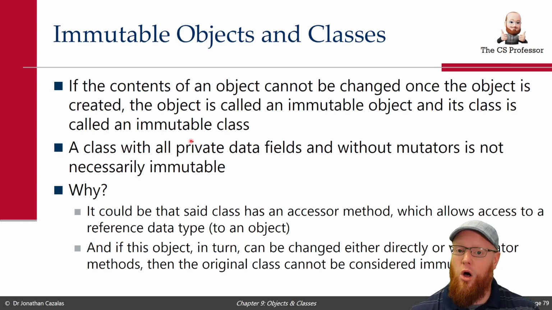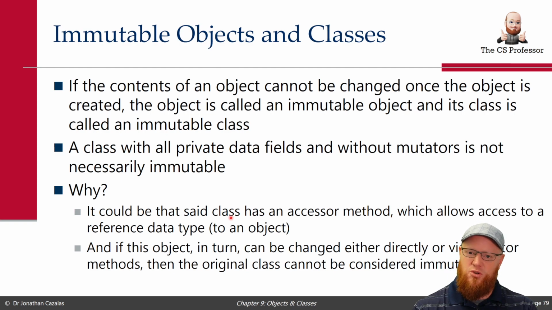A class with all private data fields, and imagine now if you make no mutators, no setters for that class, you might think, oh, well, if everything's private and there's no mutators, it has to be immutable since we can't change anything. But it's not necessarily immutable. Why? Because it could be that this class in question, maybe it has an accessor method that accesses an object, such as an address object.